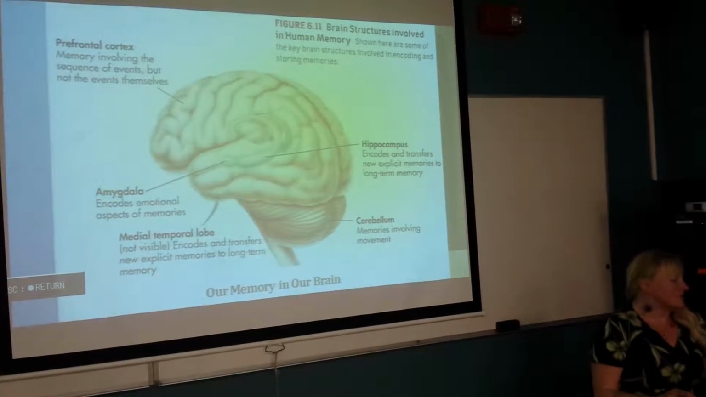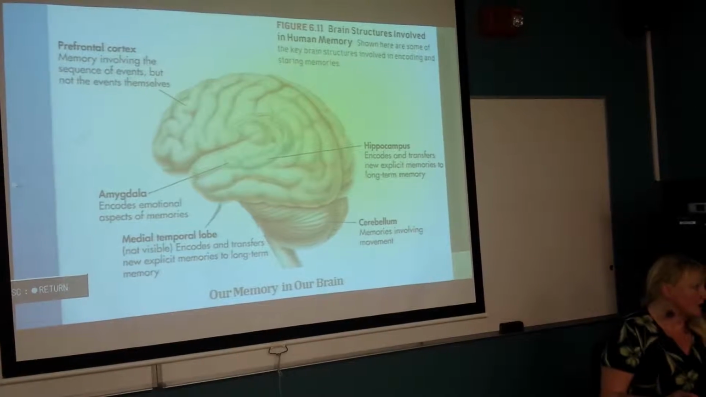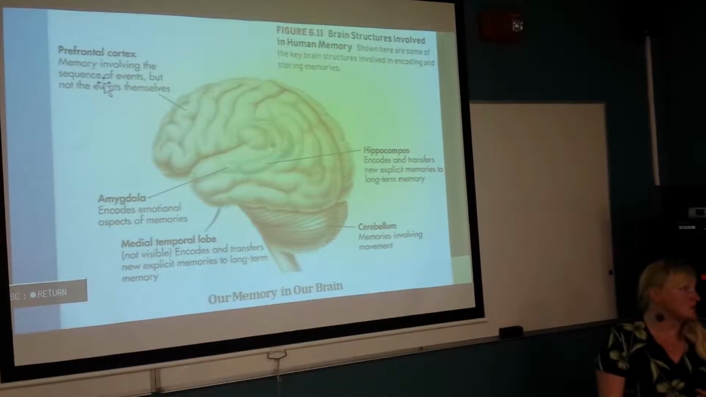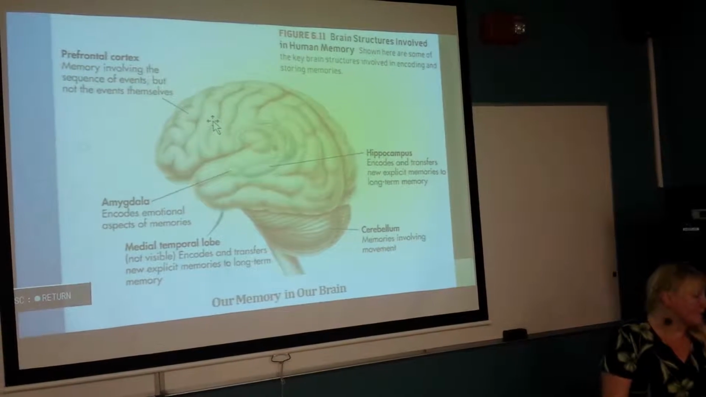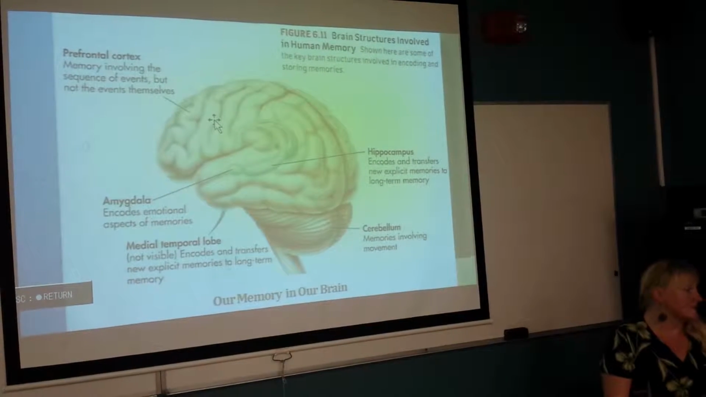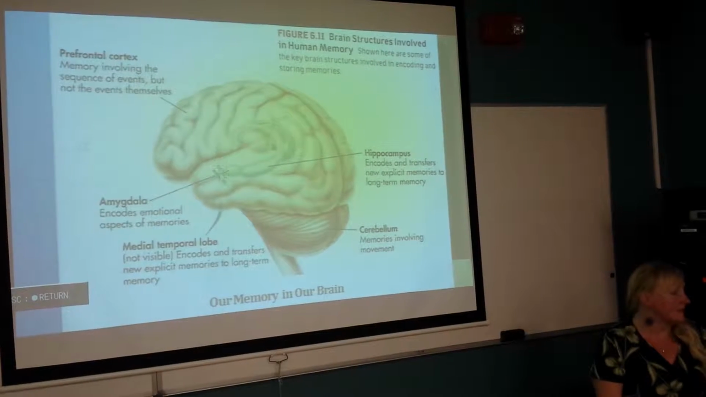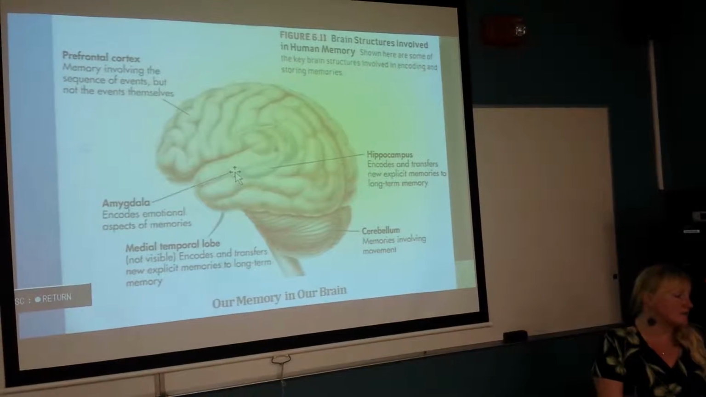If you look on page 267, you'll find this picture of the brain, or you can check out here. These are the areas that have different memory jobs to do. This is the prefrontal cortex, and its memory job involves the sequencing of events, but not the actual event. The amygdala, this little green thing, translates the emotional aspects of memories.